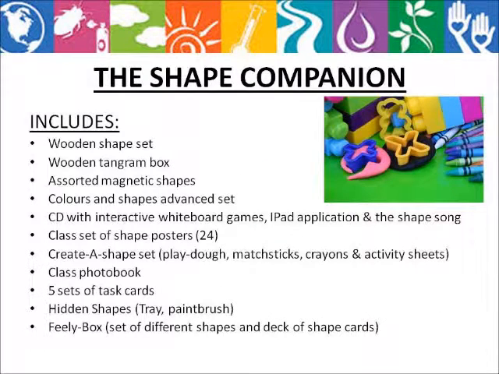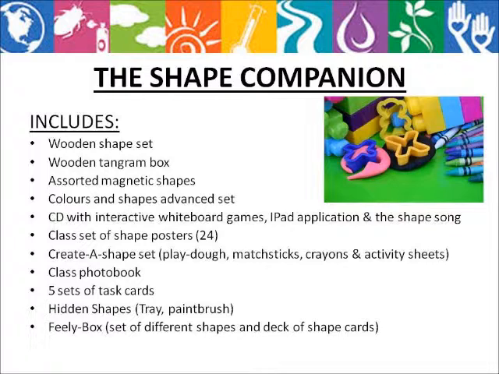The Shape Companion includes a wooden shape set, a wooden tangram box, assorted magnetic shapes and magnetic boards, Colours and Shapes Advanced Set, which is the differentiation activity for more advanced learners, as I'll discuss in further detail later, a CD with interactive whiteboard games, iPad application, and the Shape Song, a class set of shape posters, a Create a Shape set, which includes Play-Doh, matchsticks, crayons, and activity sheets, a class photo book, where children can create their own design using shapes, photograph them, put them within the photo book, and then it can be used as a task for all other children to imitate or copy the shapes created by their peers.